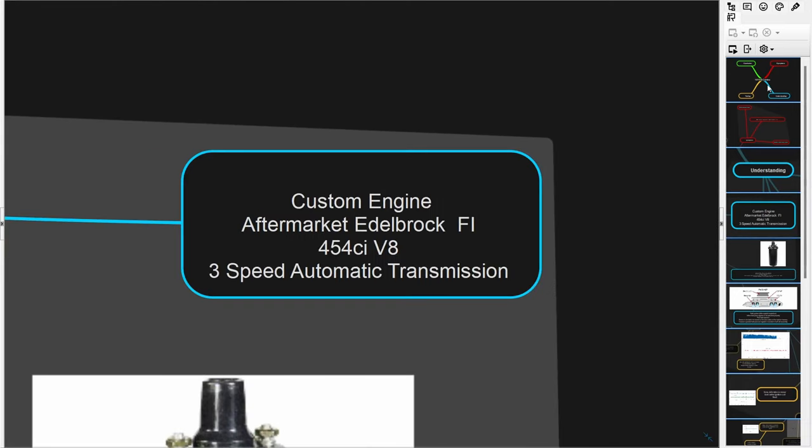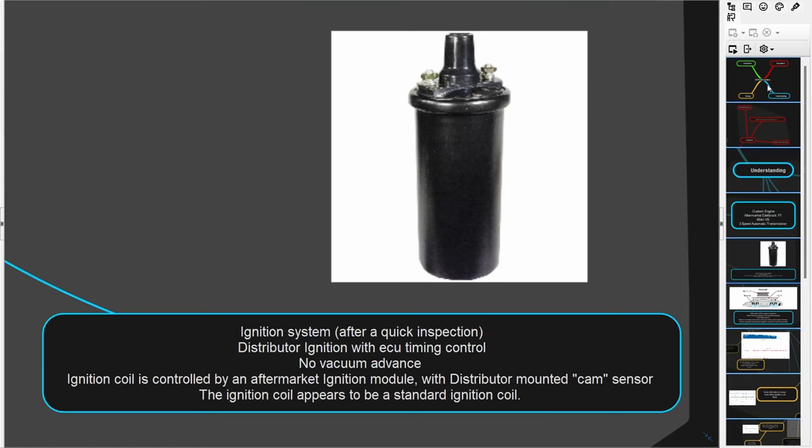So it is a custom engine. It uses an aftermarket Edelbrock fuel injection system. It's a big block Chevy 454 V8, three-speed automatic transmission, but that is a non-electronic transmission, so it's all mechanical. The ignition system, after a quick inspection, is a distributor ignition with ECU timing control, no vacuum advance. The ignition coil is controlled by an aftermarket ignition module.